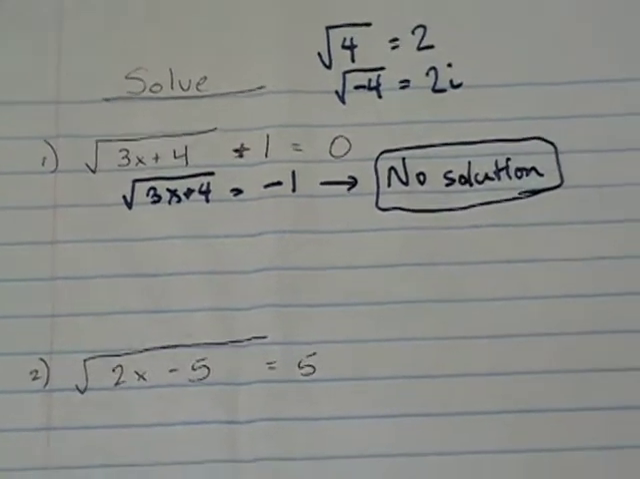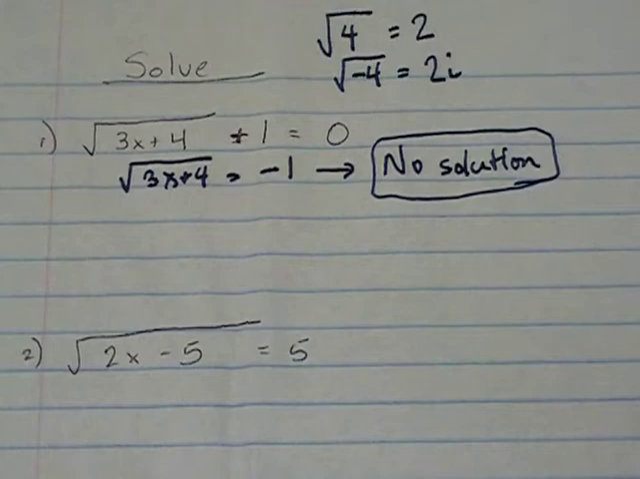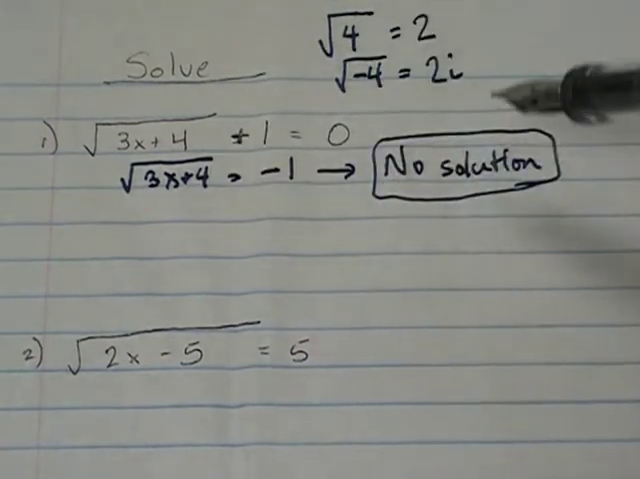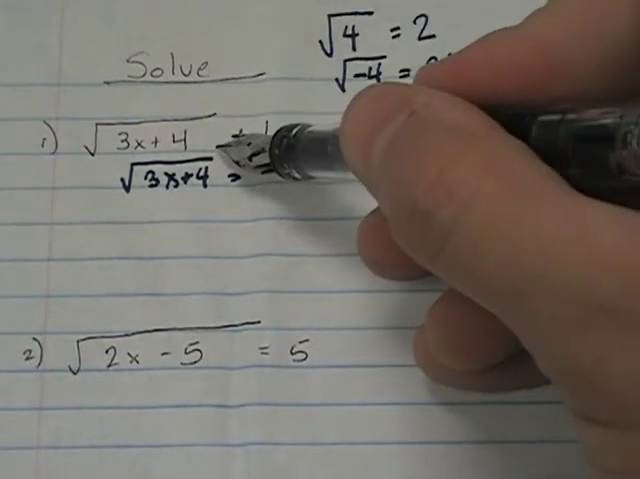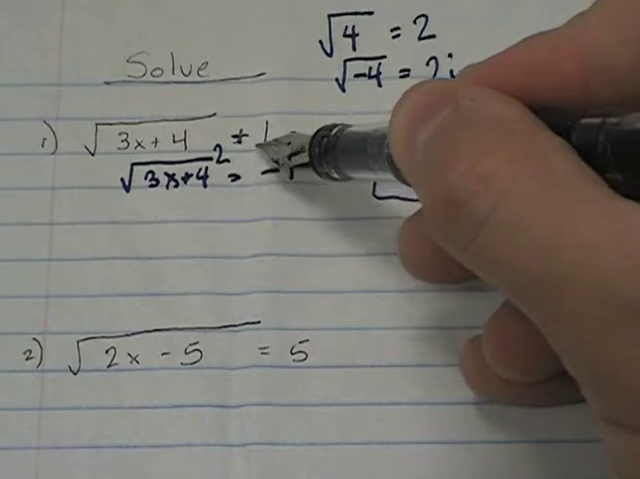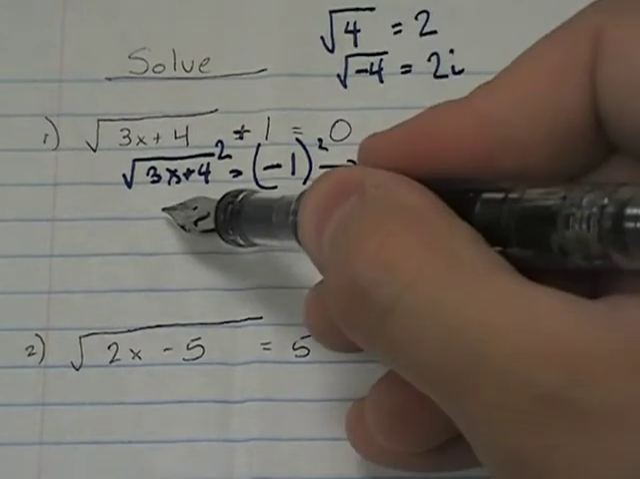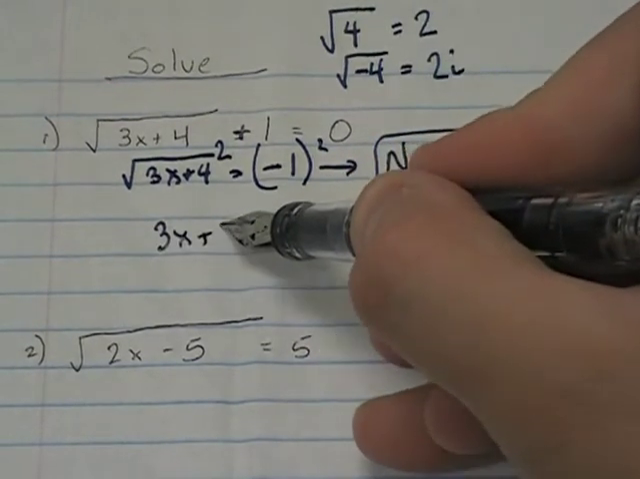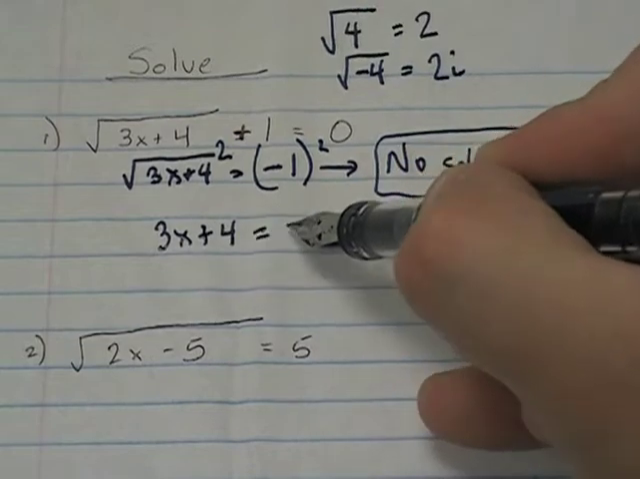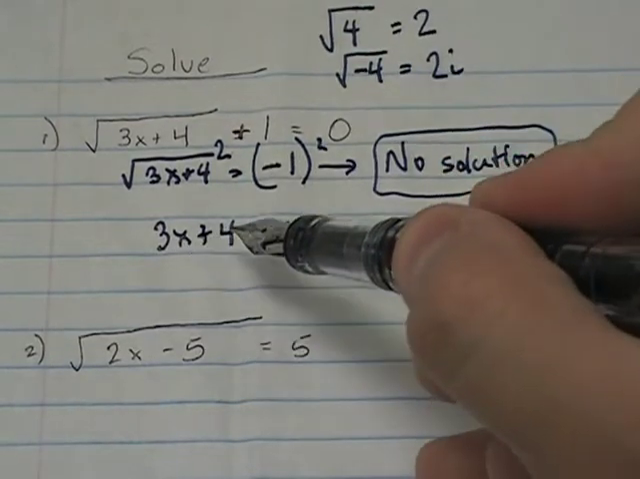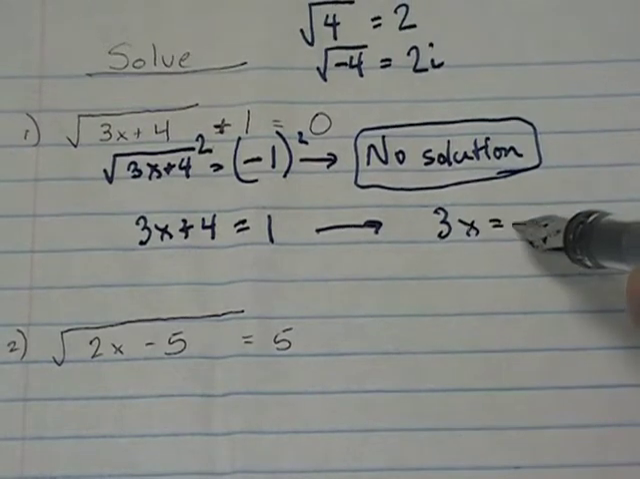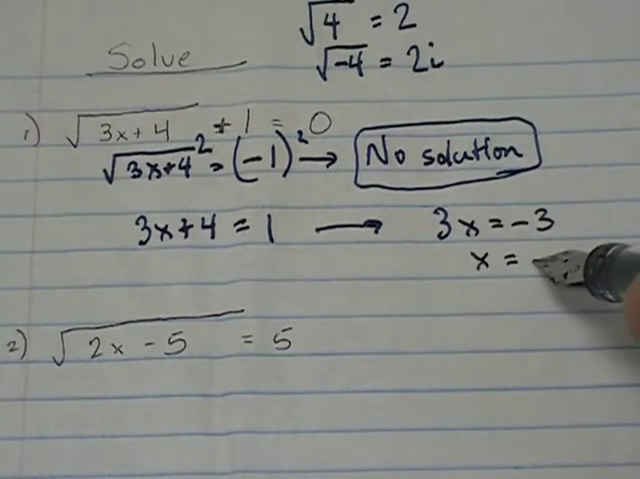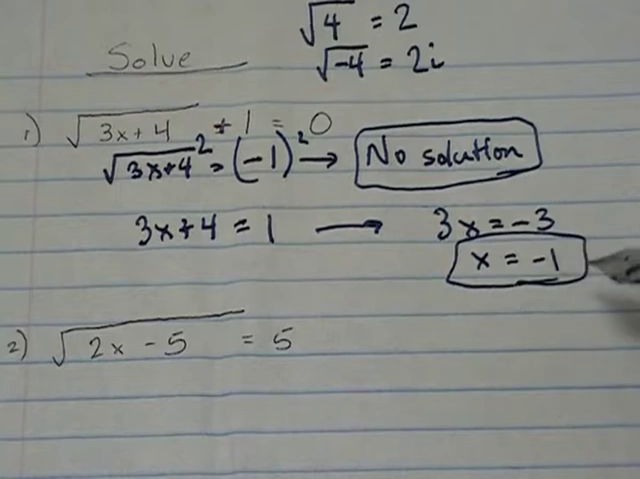Well, I always like to play the what if game. What if you didn't know any better and you continued to solve this? If you continue to solve this, you have to get rid of the radical. How do you get rid of the radical? You would square both sides. So you would get 3x plus 4 equals 1. And you'd move the 4 over, so you'd get 3x equals negative 3. X equals negative 1. And you'd say, okay, well, there's my solution.